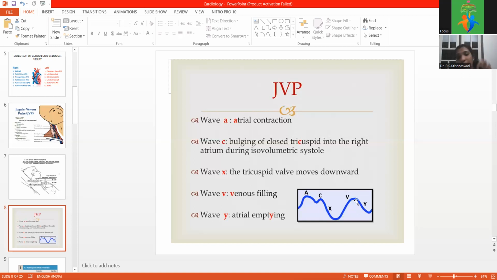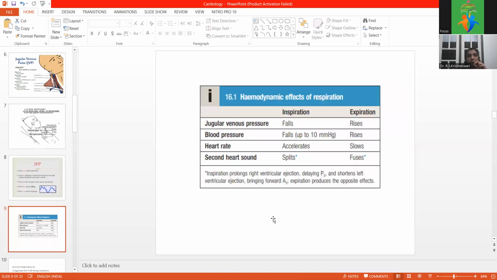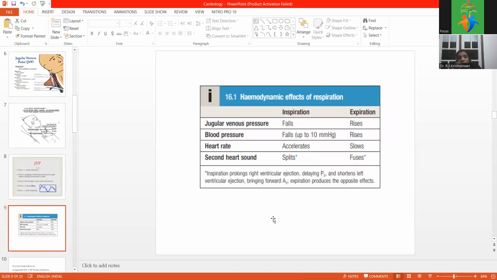V is produced by venous filling. That is, from the right ventricle, blood goes to the pulmonary artery. That is venous filling, the systemic, our SVC and IVC, superior vena cava and inferior vena cava. And Y is due to atrial emptying. So this is ACV, X and Y. You can remember this as follows. Wave A relates to atrial contraction. C is bulging of the tricuspid valve. X, the tricuspid valve moves downwards. V, venous filling, and Y is atrial emptying. I hope you understand.